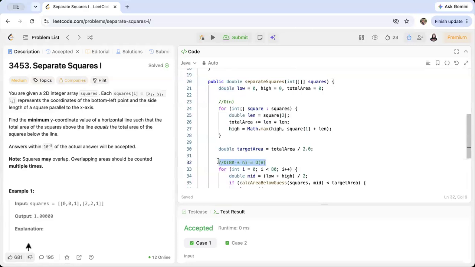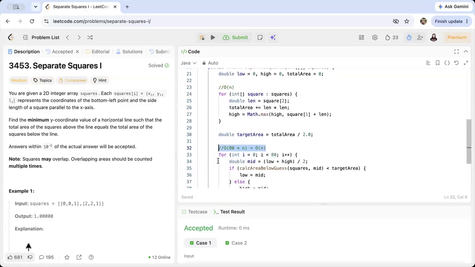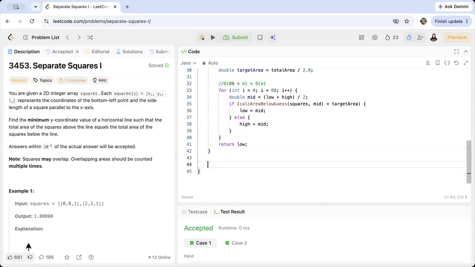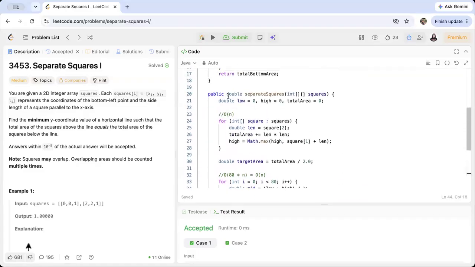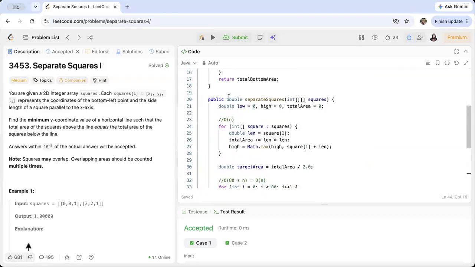And now coming to the space complexity, the space complexity is big O of 1. Why big O of 1? Because we are not creating any additional data structures or using arrays or heaps that scale with the size of the input. So that is why our space is big O of 1, since we are using just a few scalar values to track the lower y height, the upper value of y, and the total area.